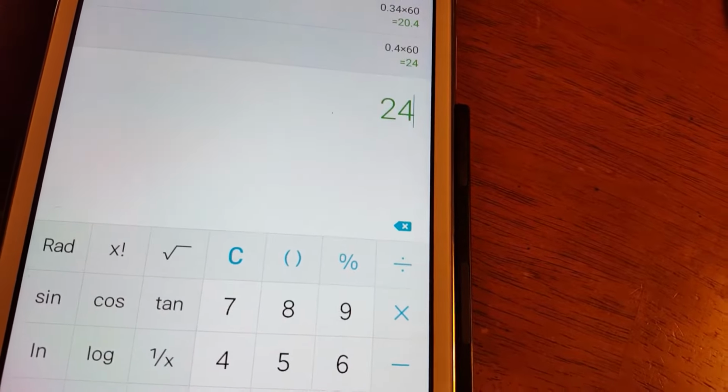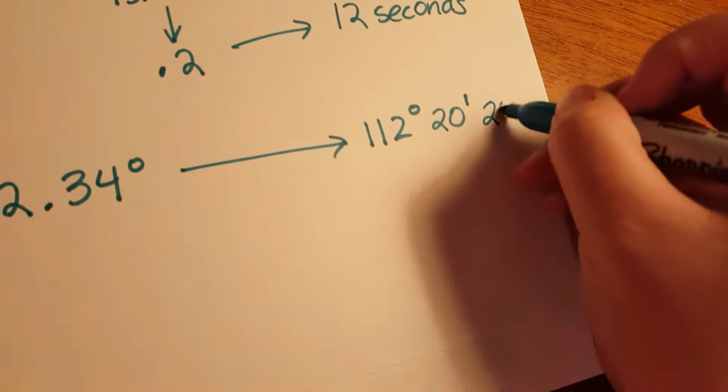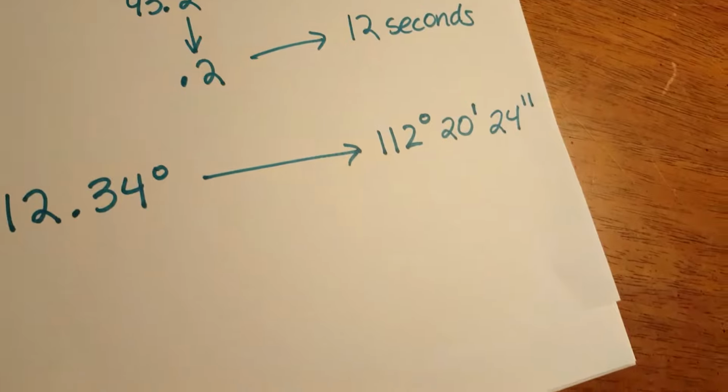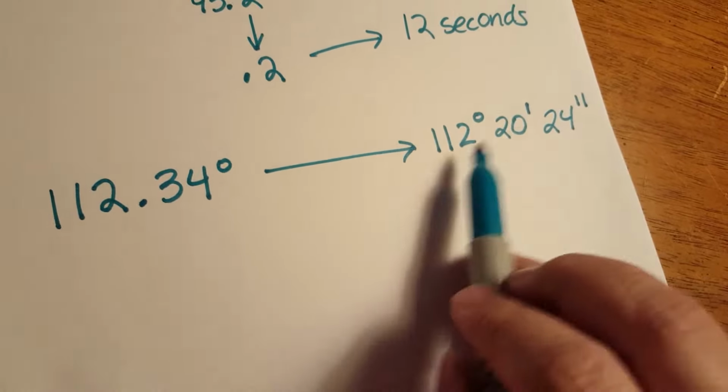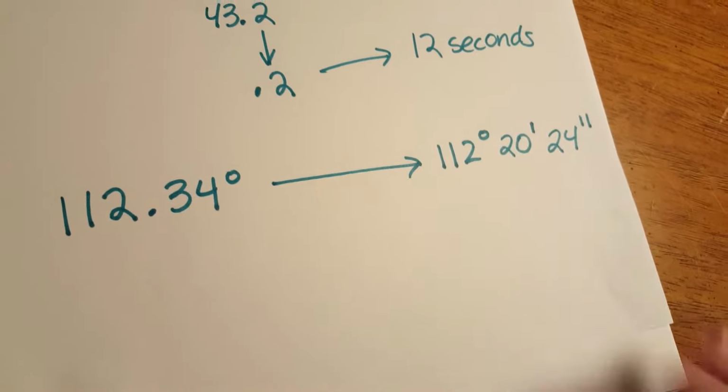Also times 60, because there are 60 seconds in a minute. And it's 24 seconds. So 112.34 degrees is 112 degrees, 20 minutes, 24 seconds.